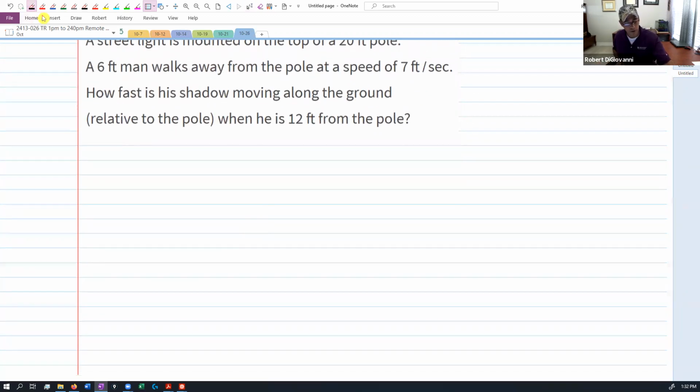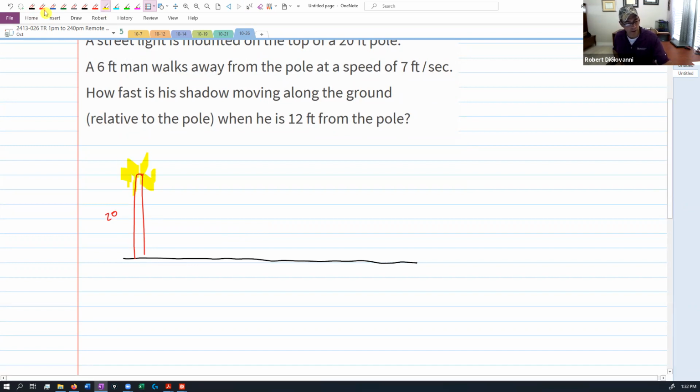So I'm going to draw a picture first. I have the ground. I have a 20-foot pole that's got a light on it. So there's light coming out. Then I've got my 6-foot man right here. He's 6 feet tall. He is moving away from the pole at a rate of 7 feet per second. Notice that 7 feet per second is not a length. I'm not labeling a side. It's the speed at which something's moving. In fact, you could look at it as this point moving across the ground to the right at that speed.